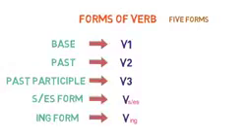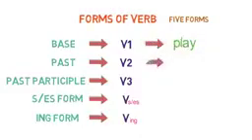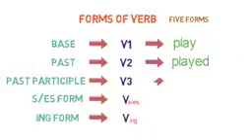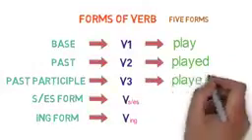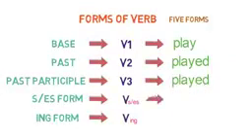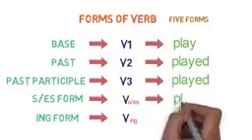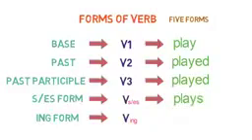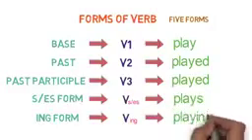Let's look into an example of the verb play. The base form of play is play. In the past form, it is played, and in the past participle, it is played. In the S/ES form, it is plays, and in the ING form, it is playing.